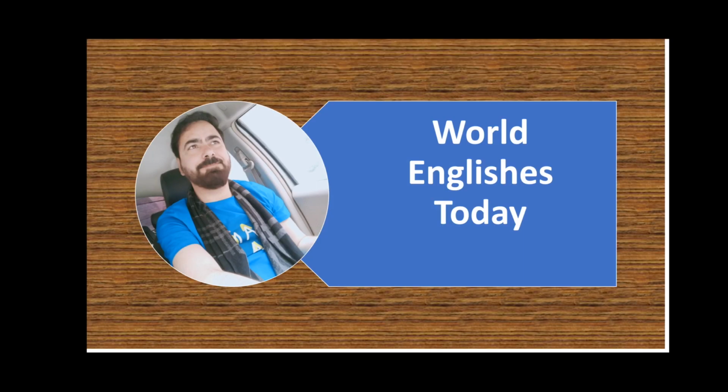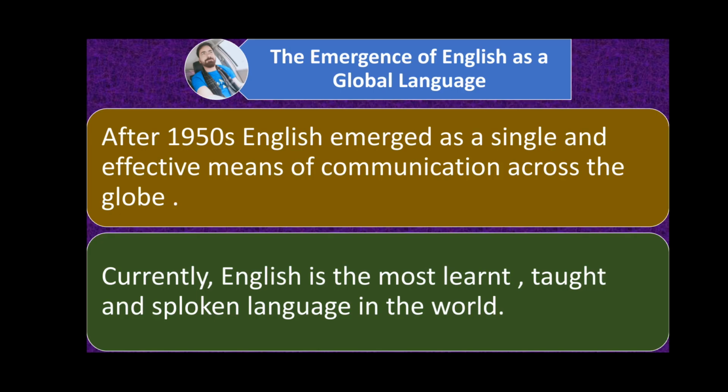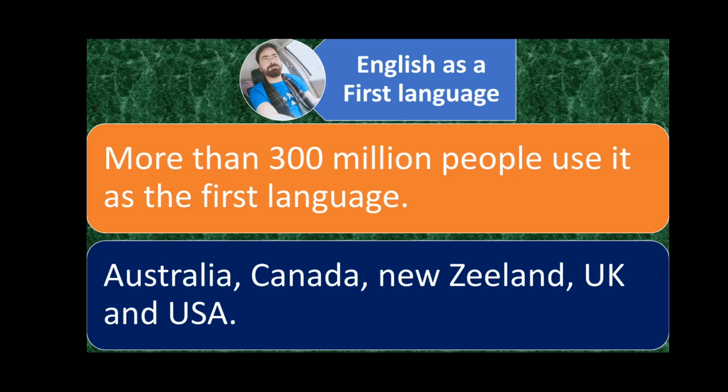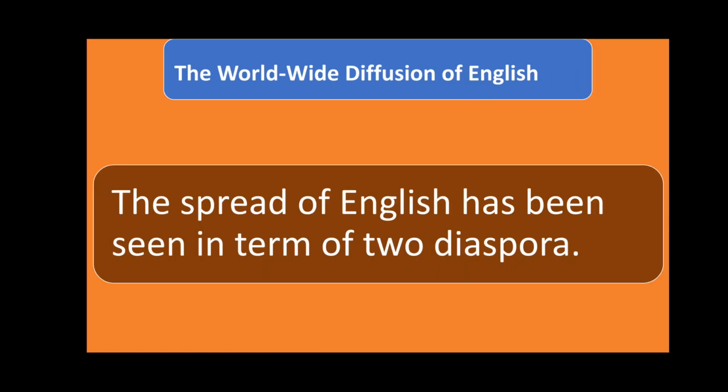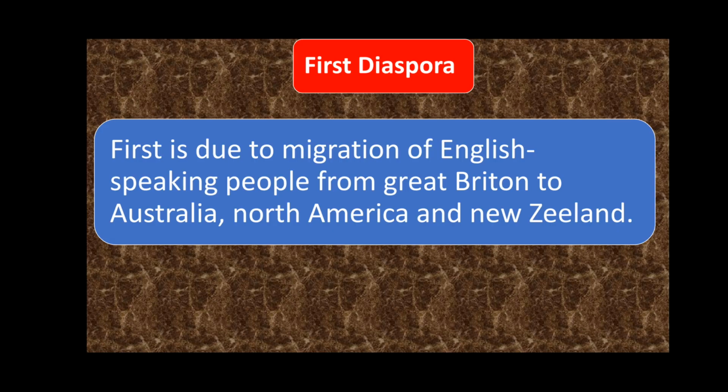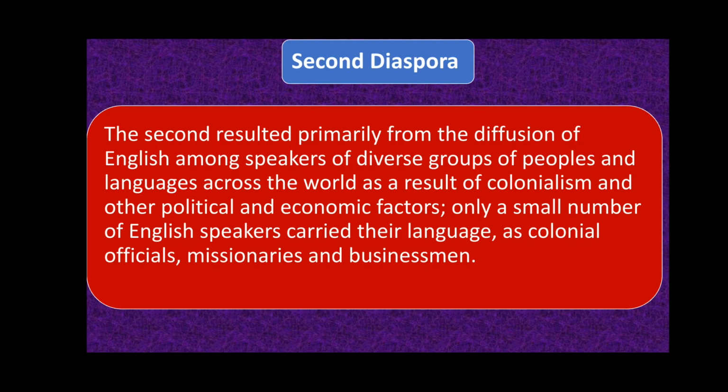Thank you so much. It was all about World Englishes today, and it was an introductory class. We discussed the emergence of English as a global language. We talked about when it emerged as a global language, and then we talked about where it is used as a first language and where it is used as an additional or second language. We also talked about the worldwide diffusion, being the spread of a language, right? And this diffusion, this spread happened in diaspora. The first diaspora was migration, and the second was colonialism.